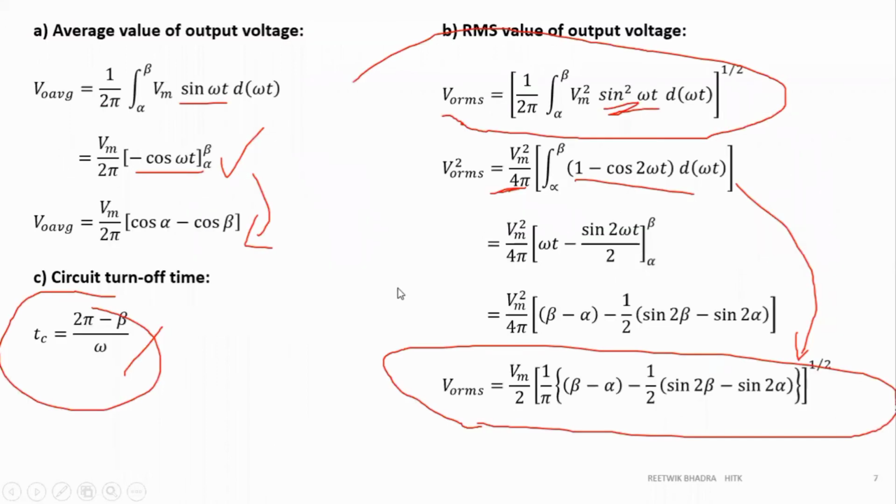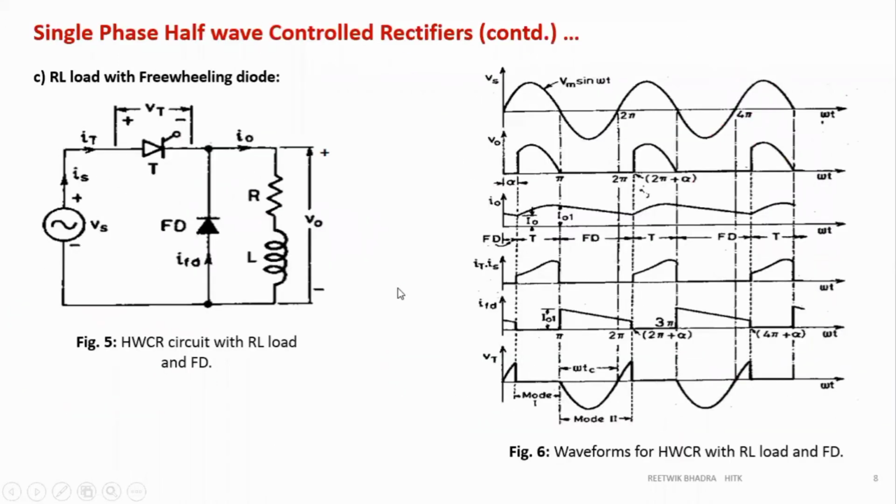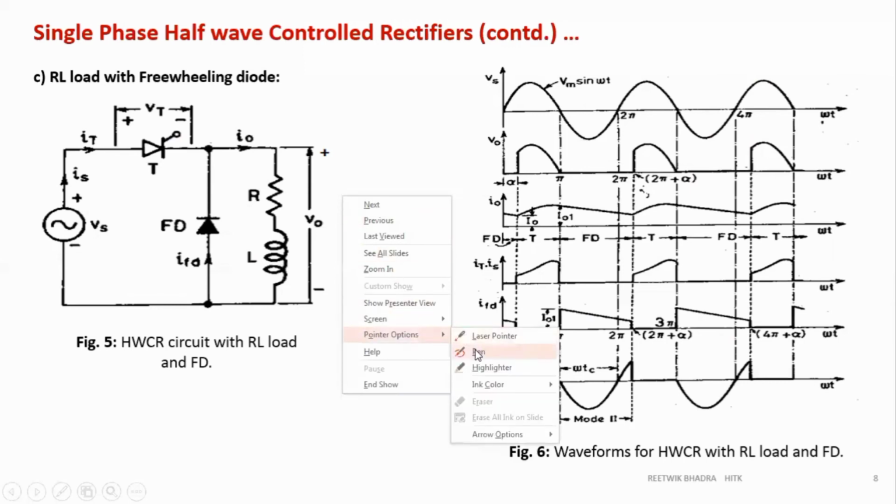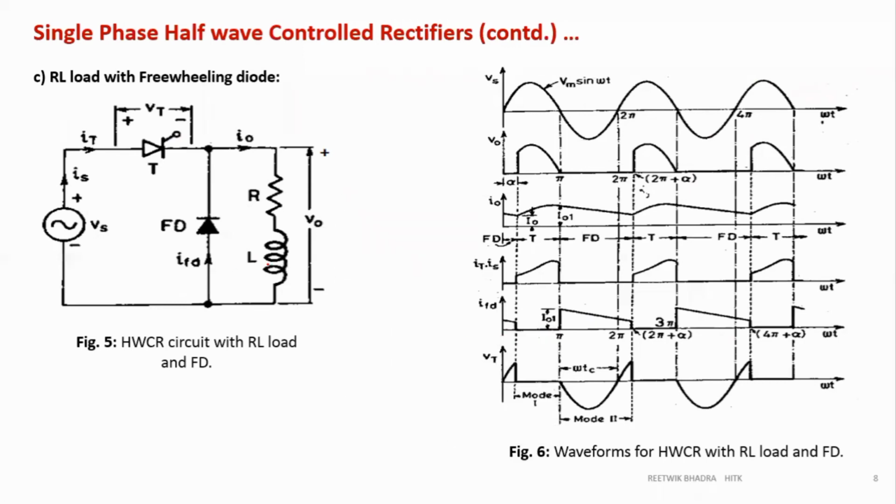In order to eliminate that problem, we use a freewheeling diode. So my third circuit is RL with freewheeling diode. What is happening over here? Just understand, it is very easy. RL with freewheeling diode, positive cycle, not a problem. Current flows through the thyristor and load, and no current will flow through the diode, it will be off. What happens in the negative cycle?